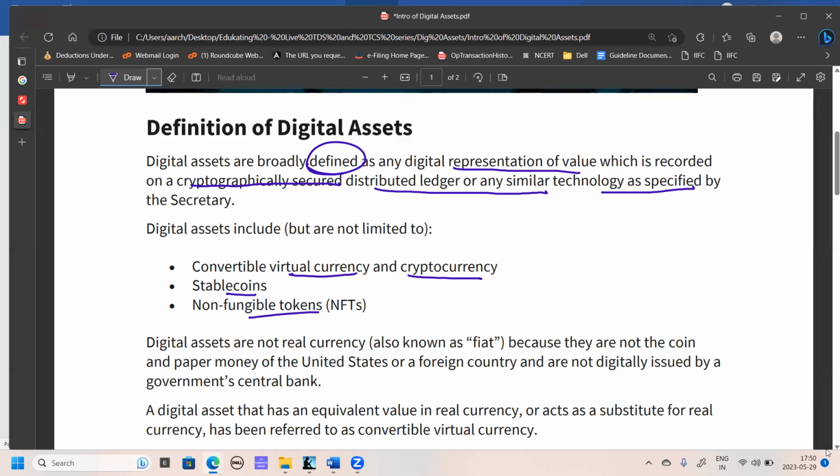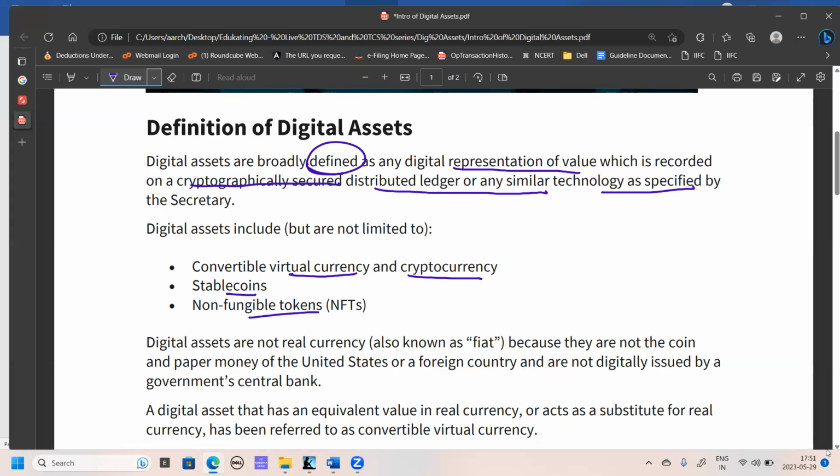Here, the first to start the crypto concept were the US and other foreign countries. These are countries which trade in these digital assets. They don't prefer physical money that much. They just encourage that you should deal in digital money only. So here, these currencies are not digitally issued by a government central bank. These are not issued by the bank.